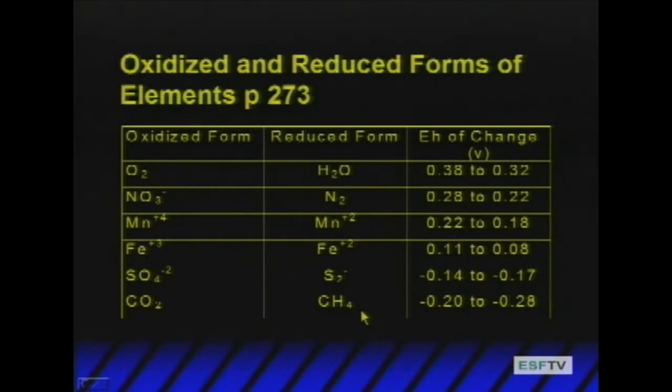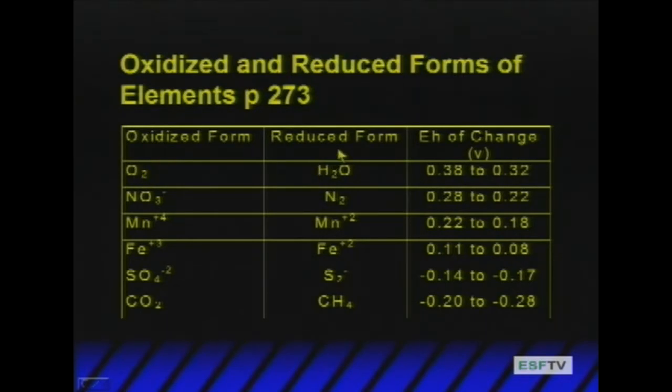Let's think about what's actually happening. Here's a table from the text on page 273 on oxidized and reduced forms of elements. It gives a little more feel, a little more understanding for what's going on. This shows two things. It shows the oxidized form, here's oxygen, and then it shows the reduced form, water. Now we just demonstrated that. We just showed how oxygen gains electrons and is reduced to water.